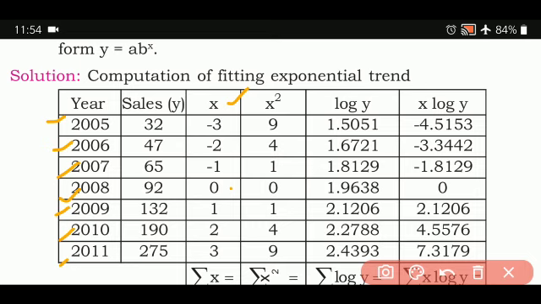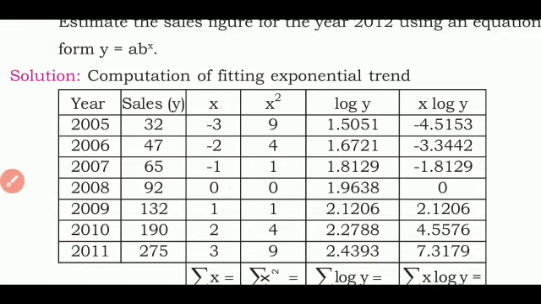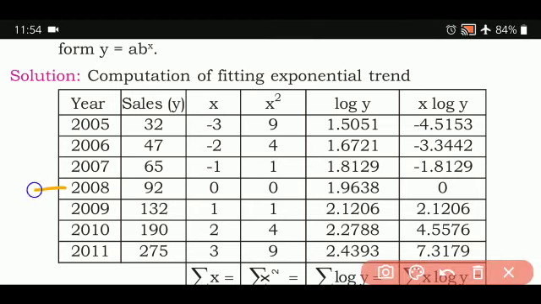So what does our new x value become? Now simple, see how that value comes. The middle value is 2008. The middle value is 2008. When you subtract 2008 from 2005, you are getting -3.